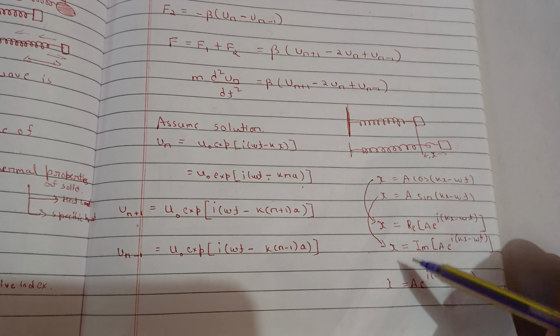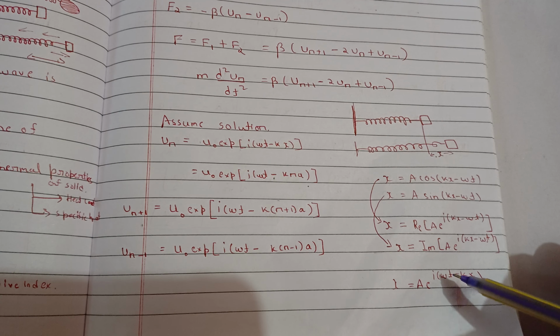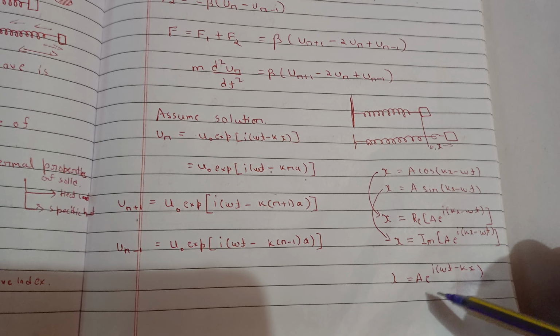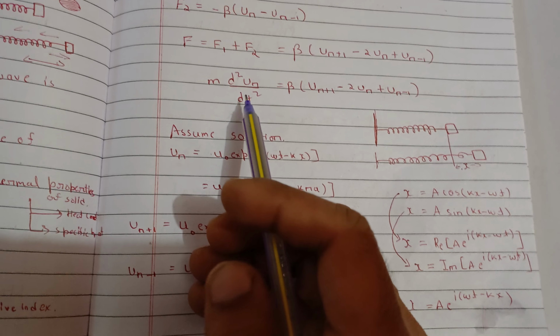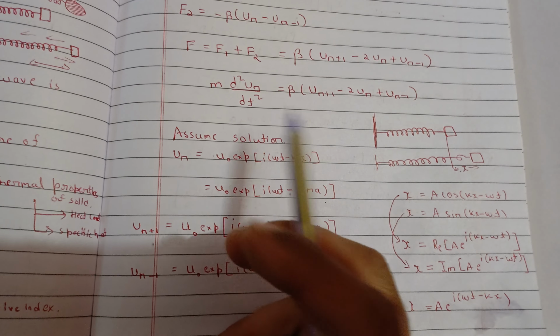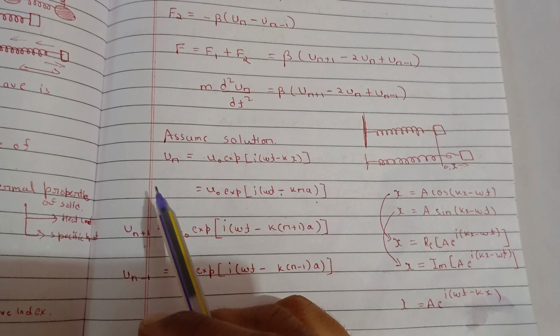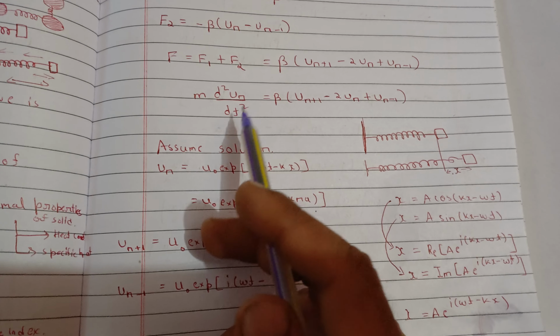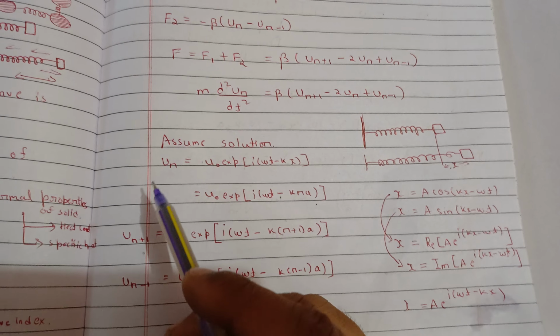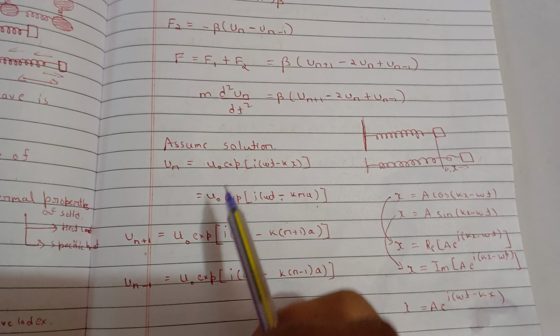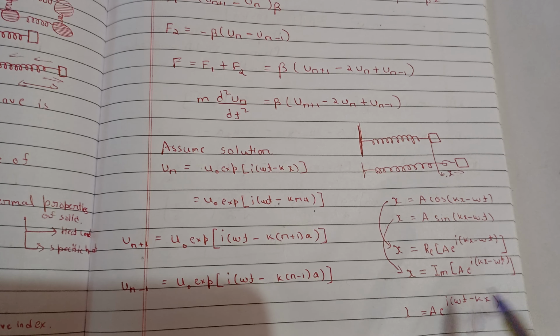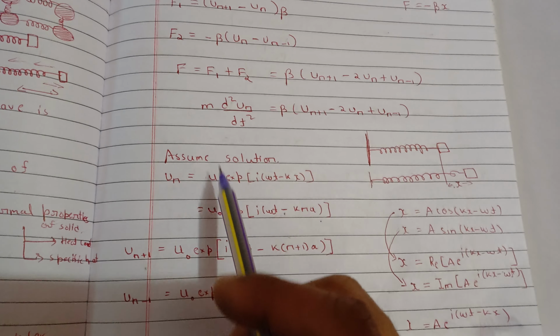We can directly take the solution as x equal to a e to the power i(omega t minus kx). Just like this we can solve this also, because we have a similar equation as for the spring system. So we can write the displacement un as u naught exponential i(omega t minus kx). It doesn't matter whether it is kx or omega t first, so we can write it like this.